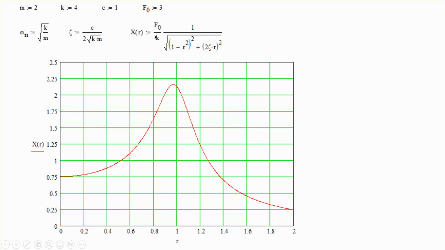When you do that, you come up with a plot of the dimensionalized amplitude. Notice that F0 over K is the static deflection, and this is the dynamic magnification factor, and that's how you get the amplitude of the dynamic problem. All right, so let's go ahead and do that.